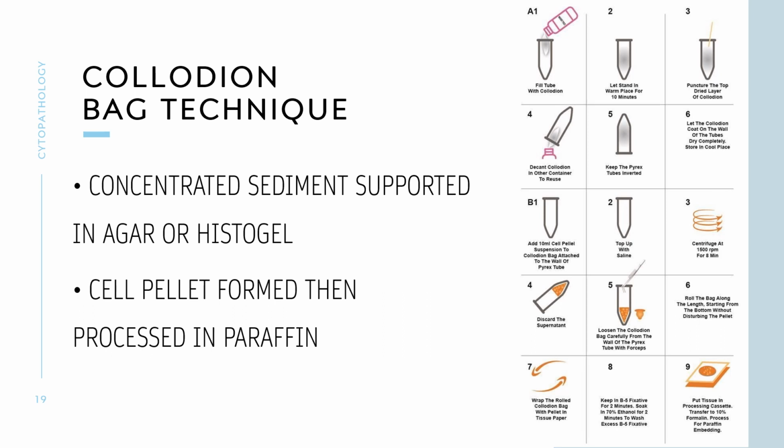You keep it in B5 fixative for 2 minutes. Soak in 70% ethanol for 2 minutes to wash off the excess B5 fixative. So you put the tissue in a processing cassette to transfer to 10% formalin and process for paraffin embedding.